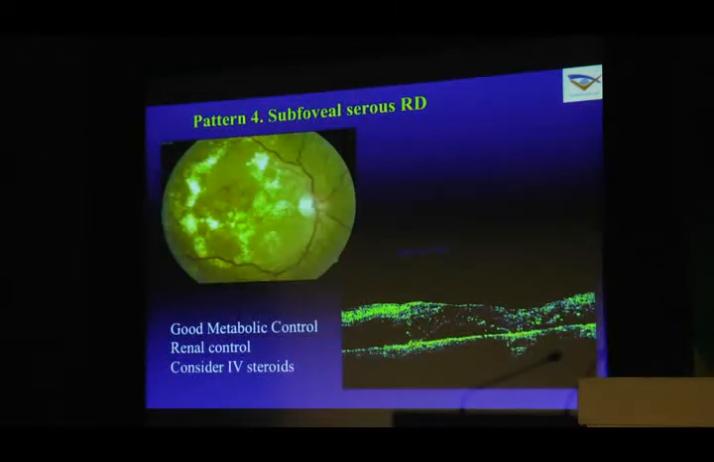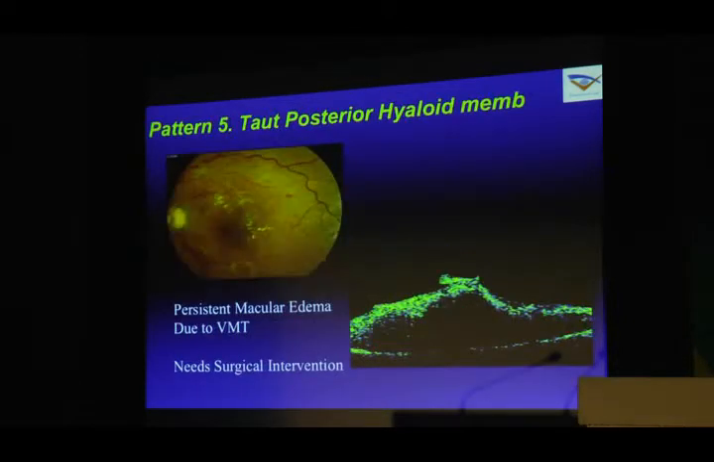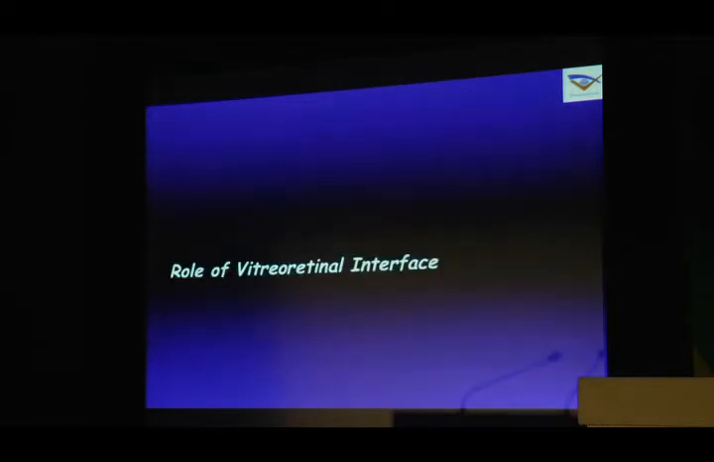And whenever you have a patient who has a subfoveal serous retinal detachment, you must always consider that the patient may be having a renal problem, which should be investigated, and we'll show you cases where pure dialysis actually helps the patient. Then you have a taut posterior hyaloid, and these patients should actually be subjected to a vitreous surgery rather than pumping them with pharmacological modulators.